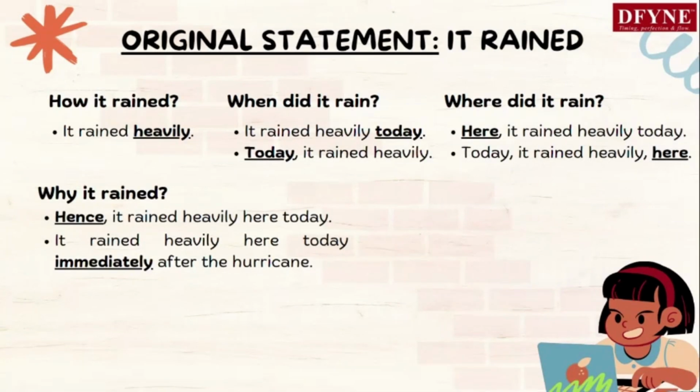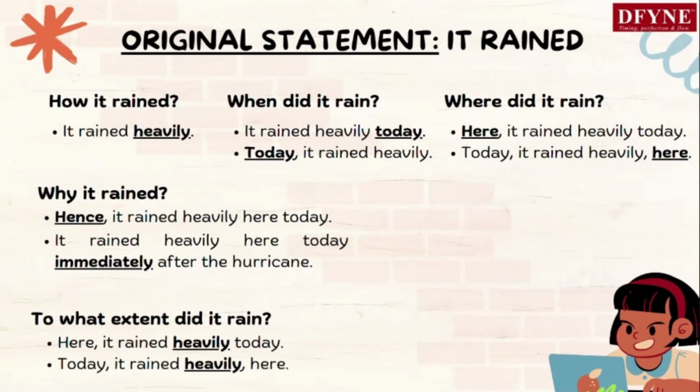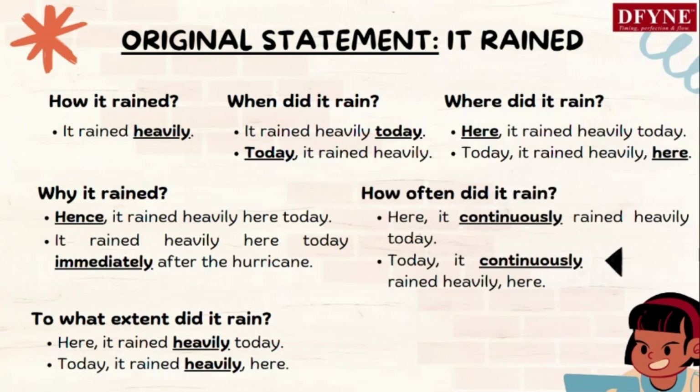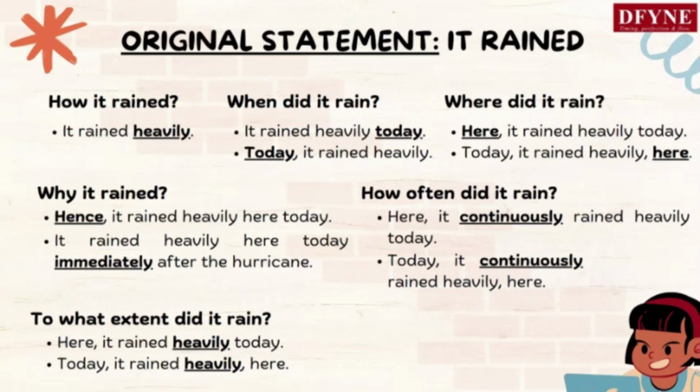Now, in order to answer to what extent it rained, this answer is overlapping with the manner in which it rained. Finally, the frequency is answered using continuously. If you notice, all the adverbs added were near the word it modified. In this case, it's the verb rained.